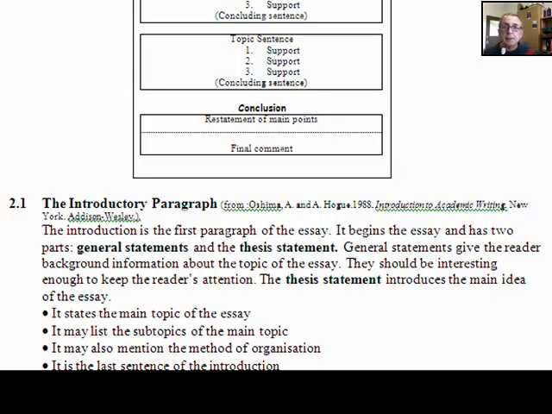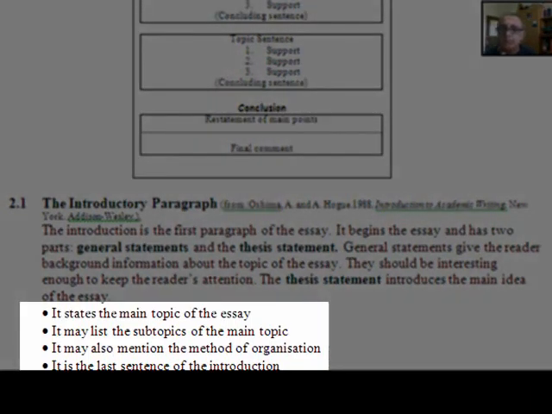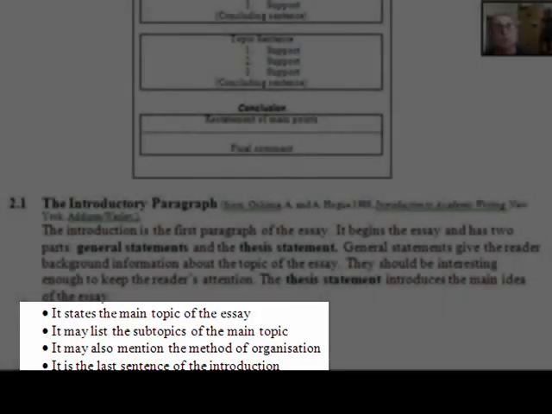You start off very broadly and gradually you narrow down to the thesis statement, and the thesis statement introduces the main idea or the controlling idea of the essay. Alright, it states the main topic or the main idea or the controlling idea of the essay, and it may list the subtopics of the main topic, okay, or it might just give a number. It may also mention the method of organization, and it is usually the last sentence of the introduction.